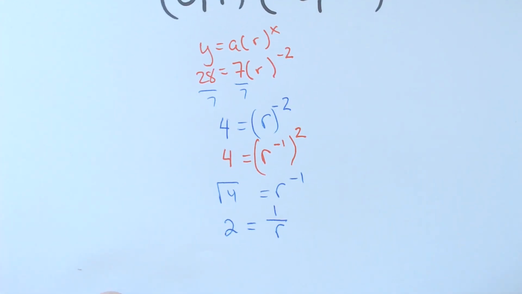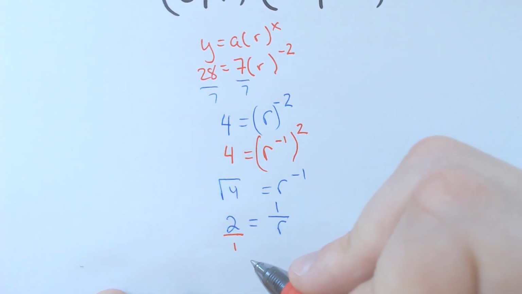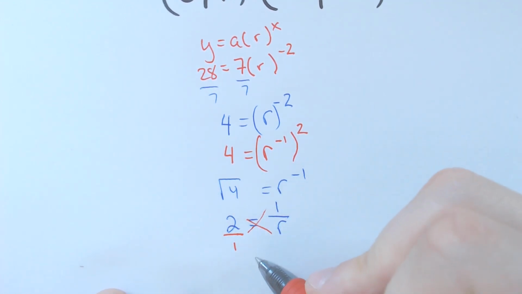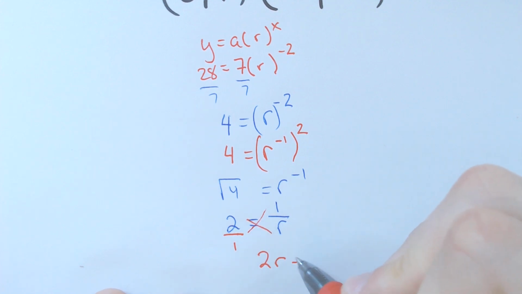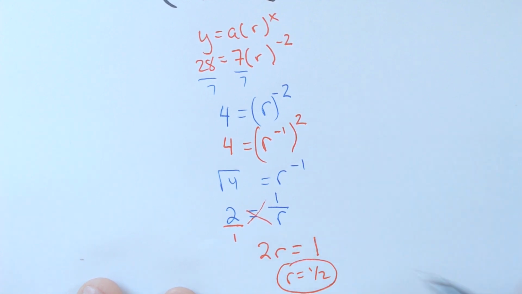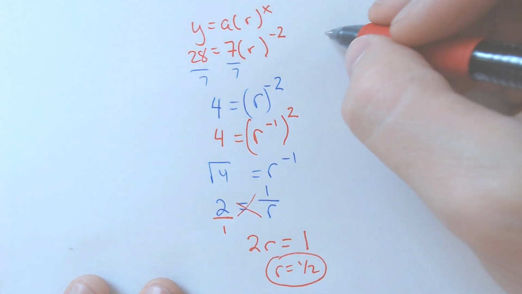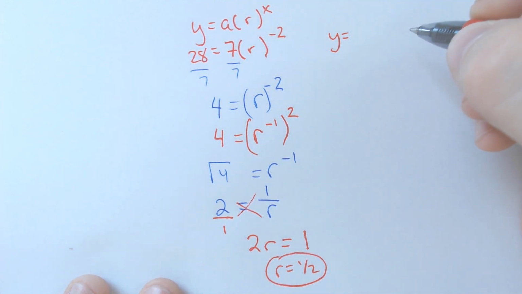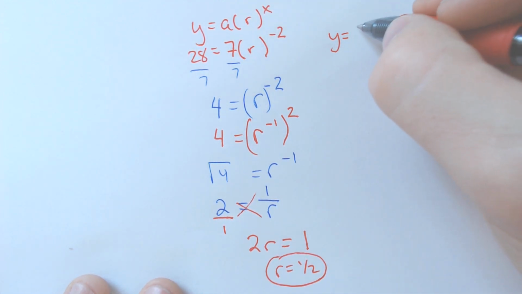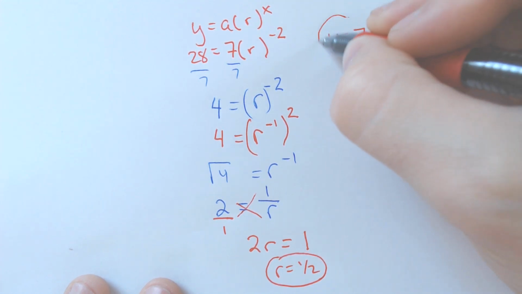And how are we going to solve this problem? Well, you could put a 1 underneath here and then just cross multiply. If we cross multiply, we get 2r is equal to 1 times 1, which is 1. Which means r is equal to 1/2. Okay? So now we have the r value, and we would be able to get y equals 7 1/2 to the x power.